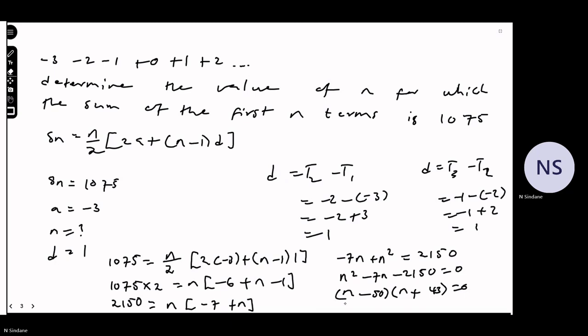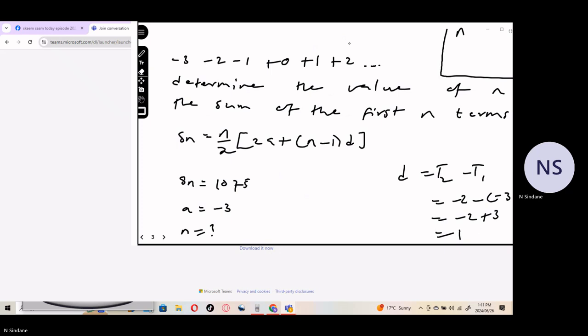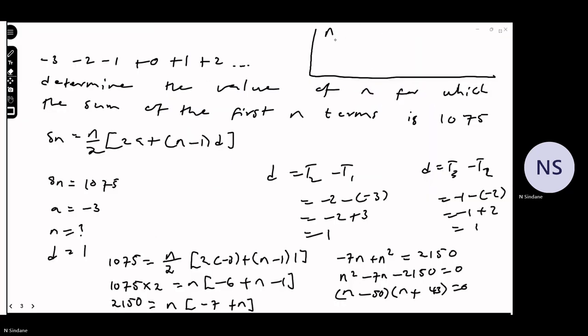So you can see that here, n is equal to 50. N is also negative 43, where n cannot be negative 43, therefore n is equal to 50. That is my solution, right? That is my solution for this question.